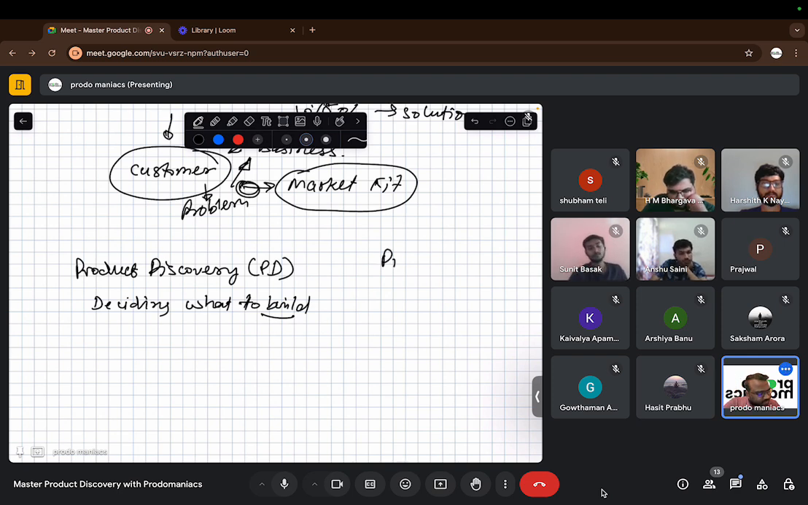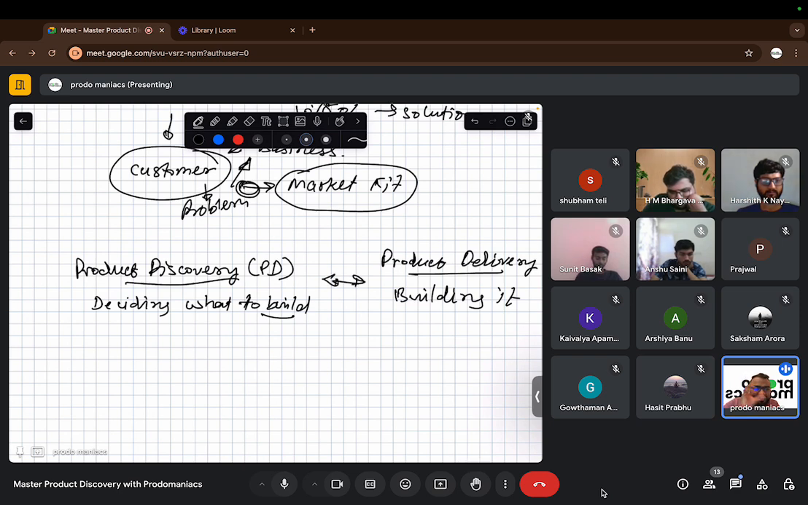So that's where your product delivery comes into play, where mostly what you're trying to do is build it. Okay. Are you getting my point? Product discovery is you have to have the sense of what customer needs, what market needs, and what are the business outcomes. These are the three major aspects for any product discovery.